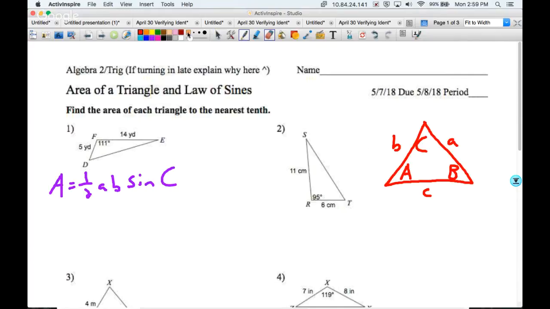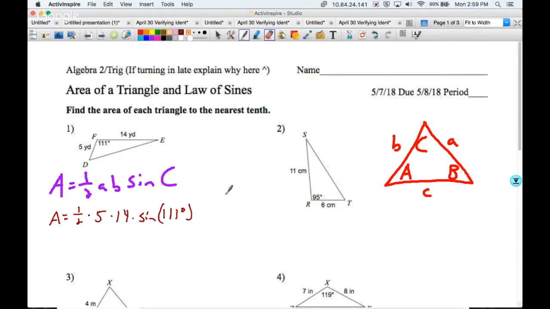formula. When I use this formula, all I think is that these are two side lengths. This is the angle in between those two side lengths. So area here is equal to 1/2 times 5 times 14 times the sine of 111 degrees. Make sure your calculator is in degree mode, or you're going to get a wrong answer. If the angle is given in degrees, make sure you're in degrees.